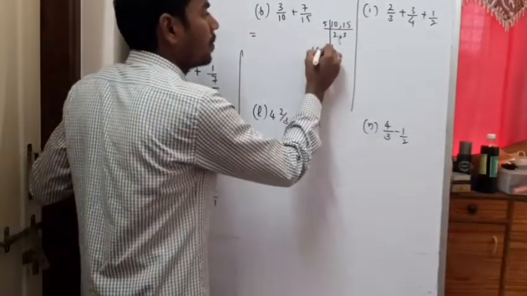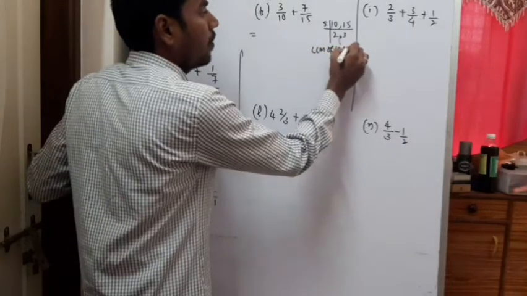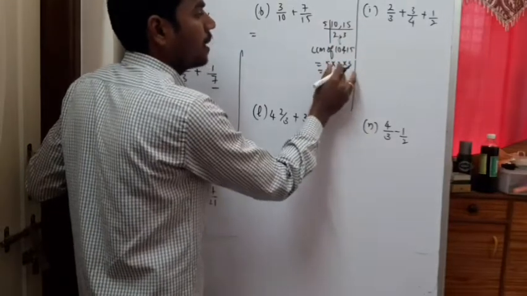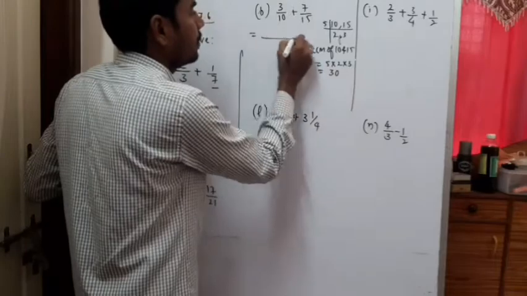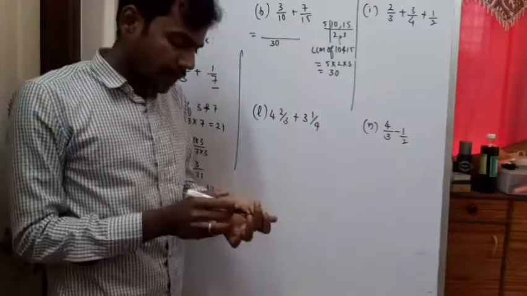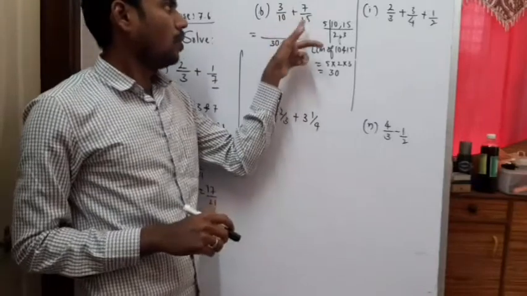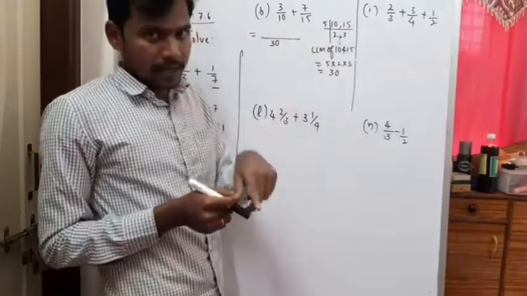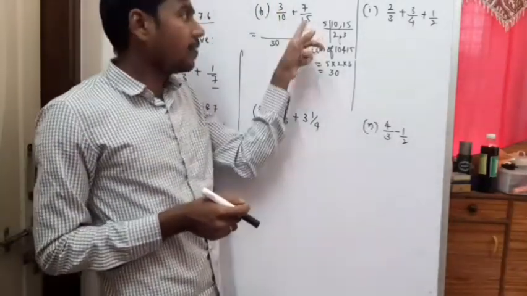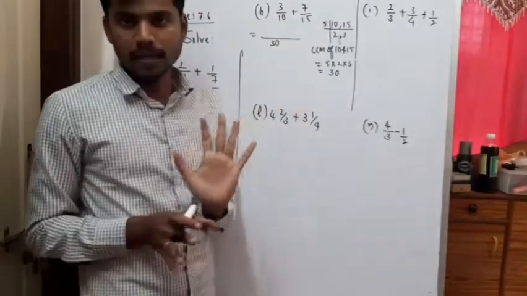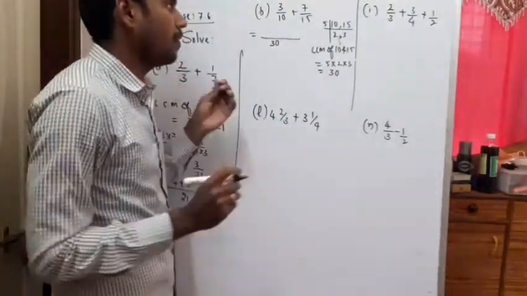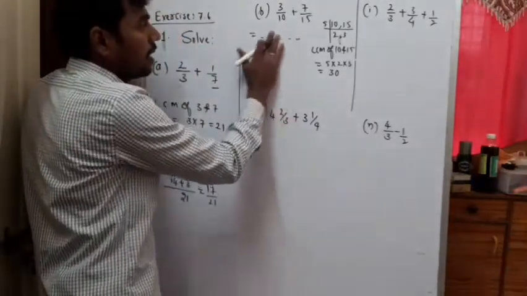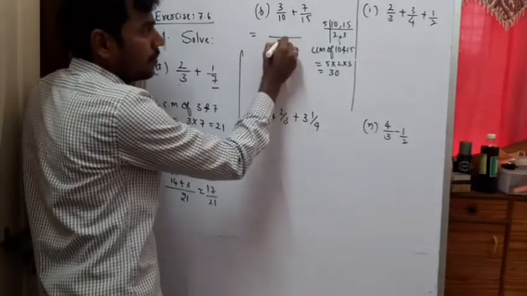So the LCM of 10 and 15 is equal to 5 into 2 into 3. 5 twos are 10, 10 threes are 30. 30 is the LCM. Or else, one more method we can use: go to the bigger number 15. The next multiple of 15 is 30. Is 10 a factor of 30? Yes. In that case 30 will be the LCM. Understood? We have learnt this in the third chapter, Playing with Numbers. So 30 is the LCM.